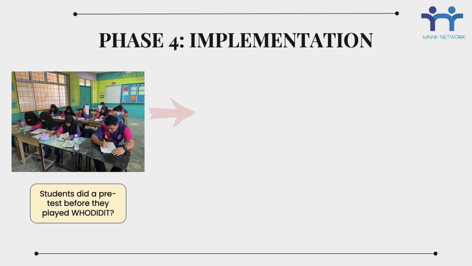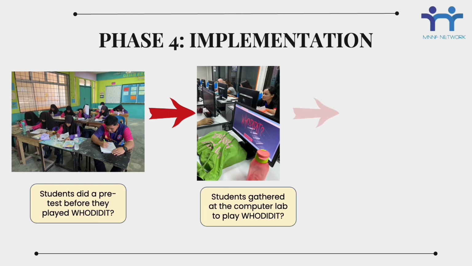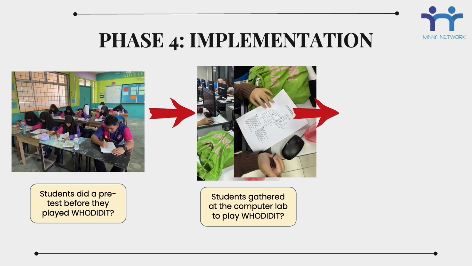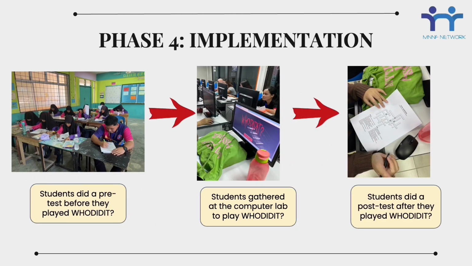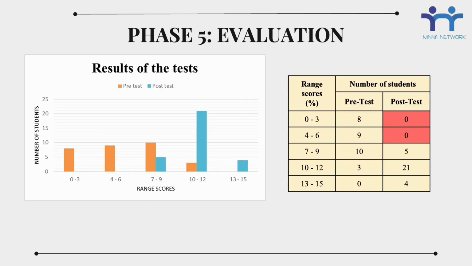For implementation, students were required to do pre-tests, and then they were gathered at the computer lab for the implementation of WHODIDIT, and lastly, they did a post-test after they played WHODIDIT. A bar graph and a table were used to illustrate the comparison of the results for the pre-test and post-test. The pre-test results showed that students have not mastered crime vocabulary well.